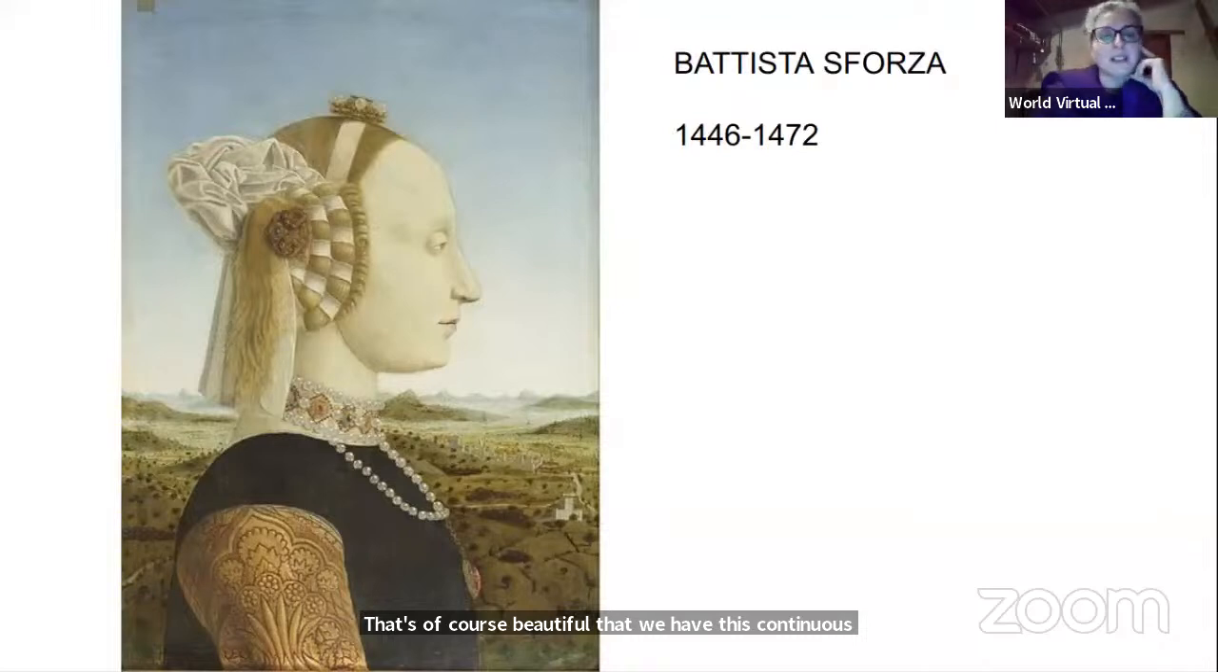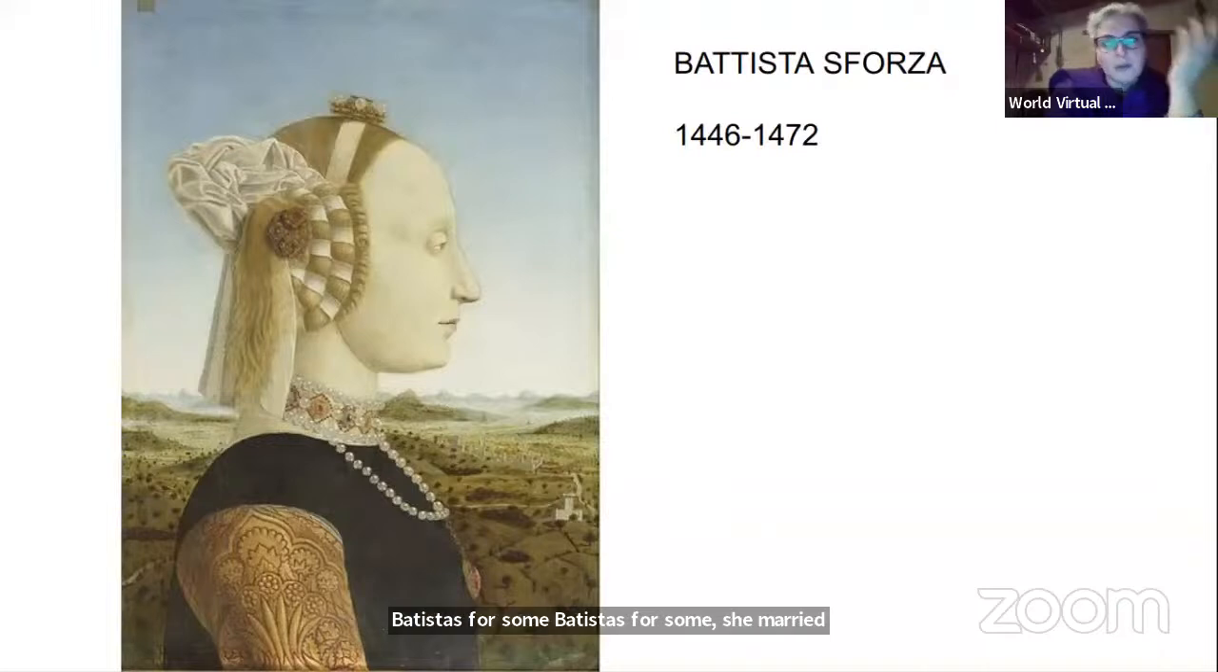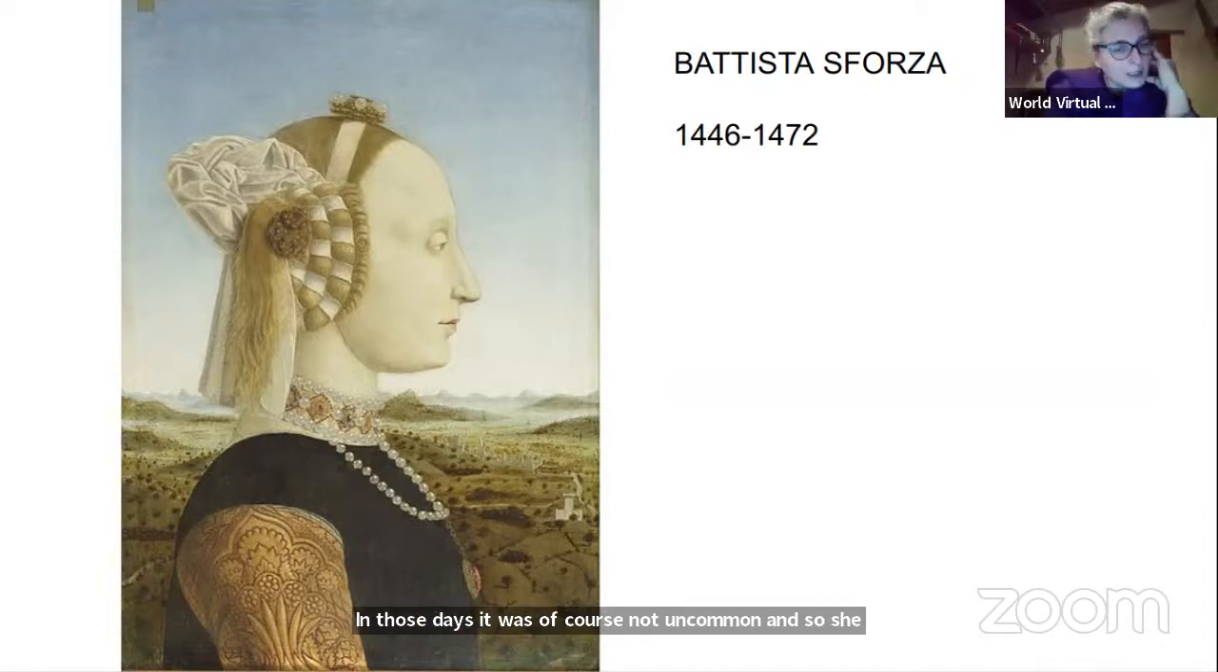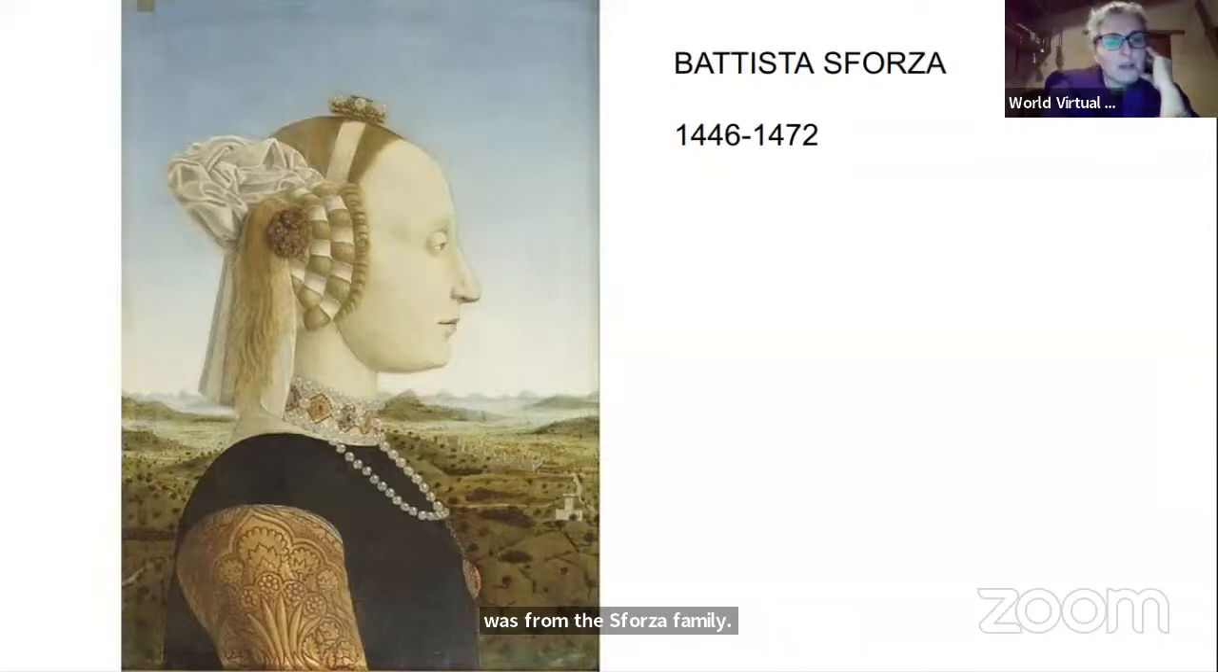And this, of course, is Battista Sforza. She married Federico da Montefeltro when she was 13, 14 years old. In those days, it was of course not uncommon. She was from the Sforza family. The main branch of the Sforza family was in Milano, where she had grown up. She had been promised to marry Federico da Montefeltro, so it was an arranged marriage, but it was apparently a happy marriage. She had many daughters. It's not exactly clear how many.